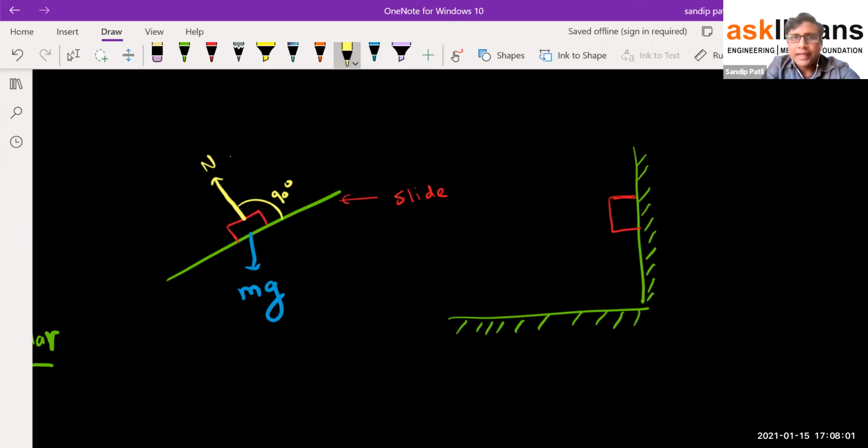Why is it not staying there? Because we know mg is acting downward. So this mg force, the Earth's gravitational attraction, is going to bring that object downward up to which level? Up to the ground, right?